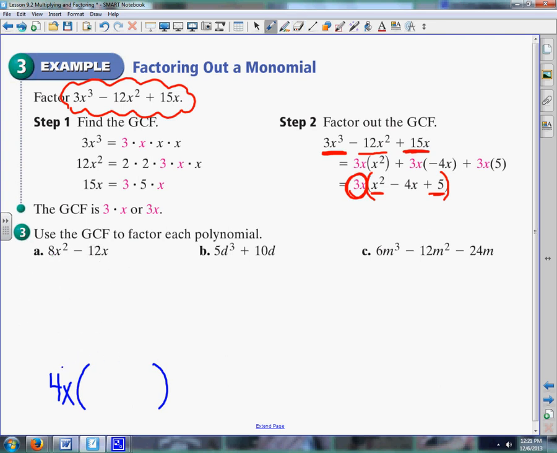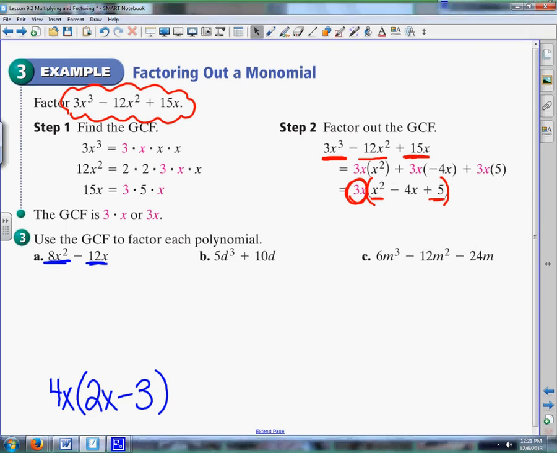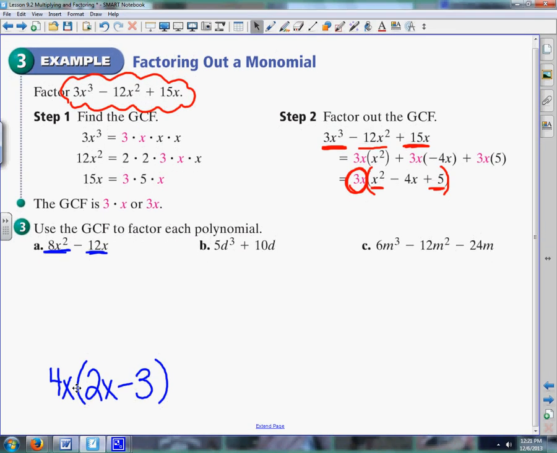And how do I get from 4x, and I want this first one to be 8x squared? Well, I know 4 times 2 is 8, and x times x is x squared. Okay, so I got that one, and now I got to do the next one. So it's going to be minus. How do I get to 12? Well, I just multiply by 3, and then 4x times 3 is 12x. So right there, I have factored my monomial, and then that would be my answer. So try B and C.